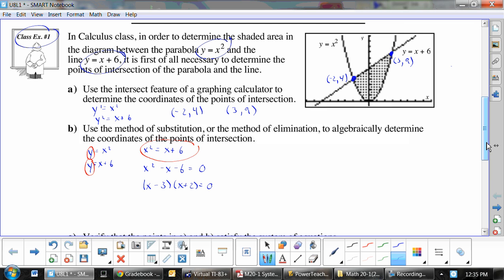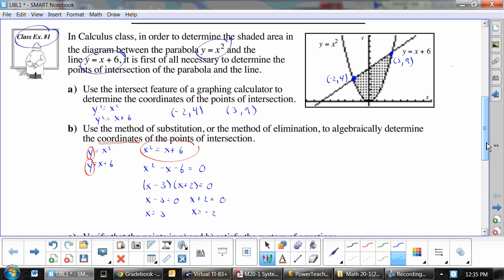Okay? And then just like we've been doing for a long time now, we say, okay, if we set each factor to equal 0, we can find what our x's are. So we get x is equal to 3 and x is equal to -2. So this is great because we found our x's now, but in the question they were asking for the coordinates. So we need to figure out what the y's are as well.